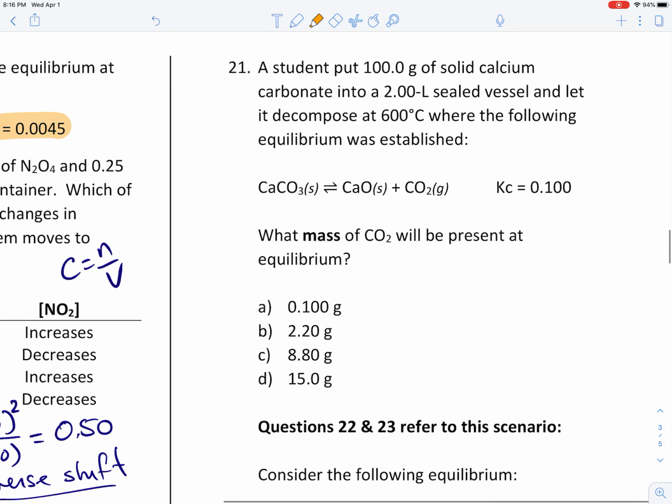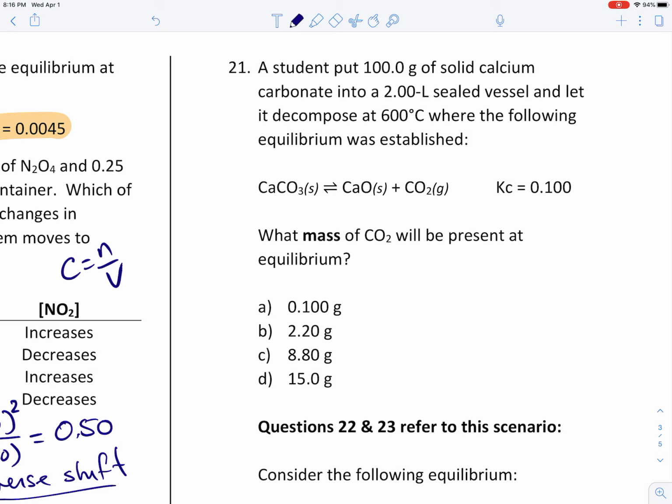Question 21. So we're looking for the mass of carbon dioxide that'll be present in equilibrium after you have 100 grams of the solid calcium carbonate that was put in a 2-liter vessel and allowed to decompose at a high temperature, and it reached equilibrium. What mass of carbon dioxide would be present?